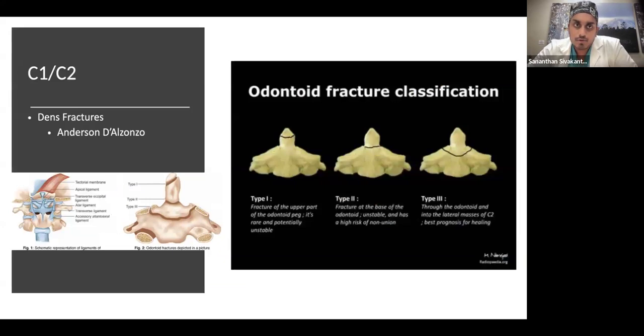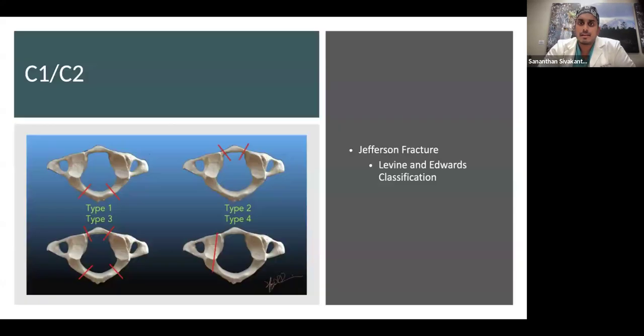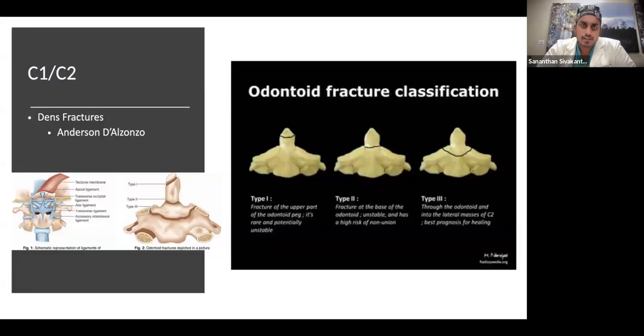Odontoid fractures, moving down to C2, are some of the most common types of C2 fractures or dens fractures, and these follow the Anderson-D'Alonzo classification. A type 1 fracture is a fracture of the upper part of the odontoid. The type 2 fracture is a fracture of the base of the odontoid, and finally, a type 3 fracture is a fracture of the odontoid through the lateral masses of C2, and that one generally has the best prognosis for healing.